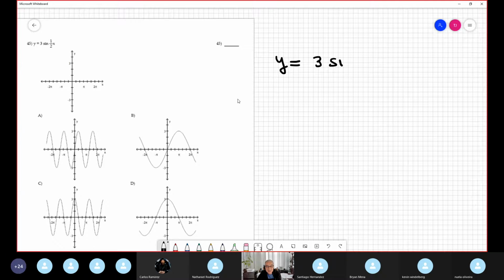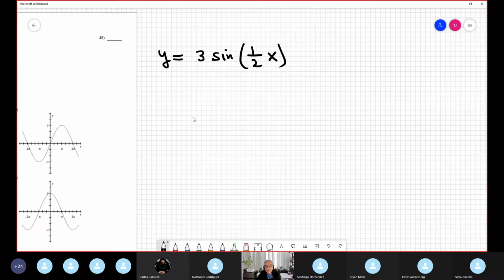3 sine 1/2 x. Okay. I see A is 3, which is the amplitude. Correct? Yes. That means our sine oscillates between positive 3 and negative 3. Correct? Correct.